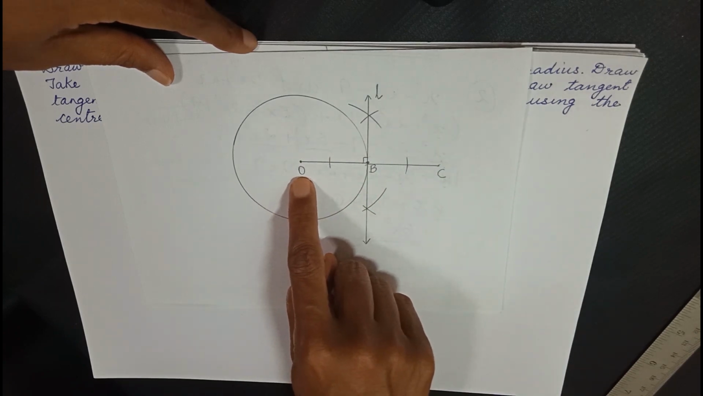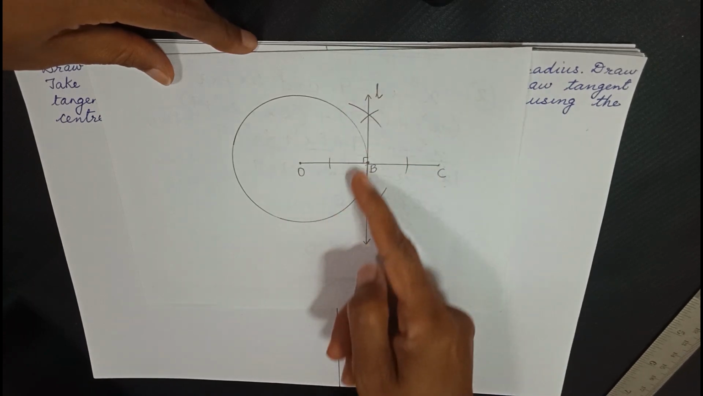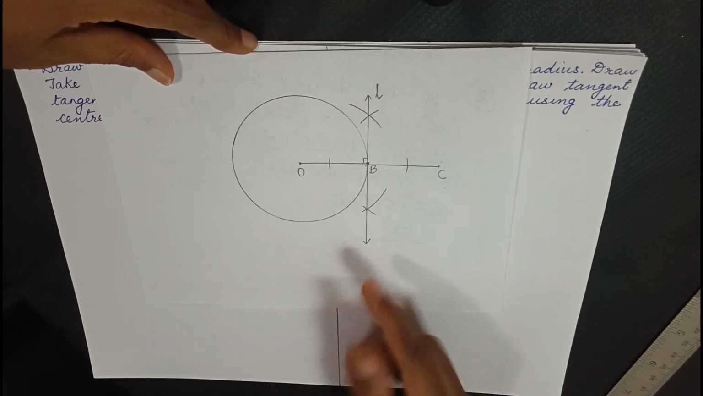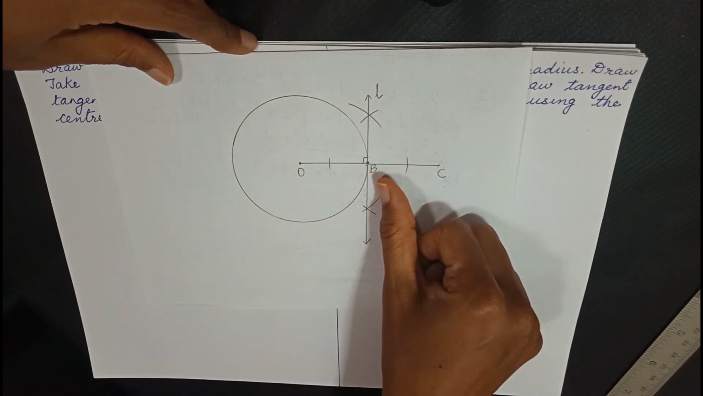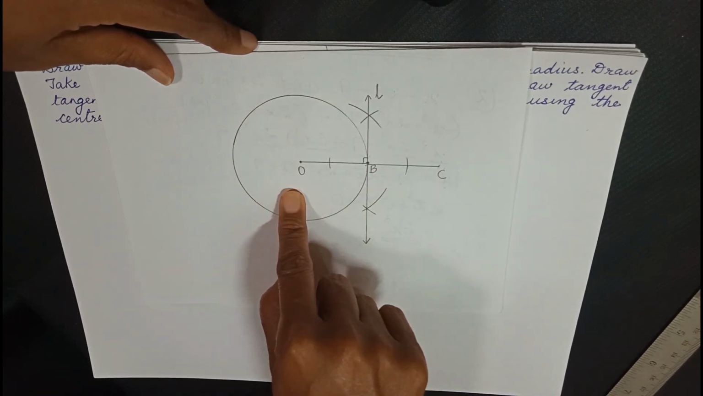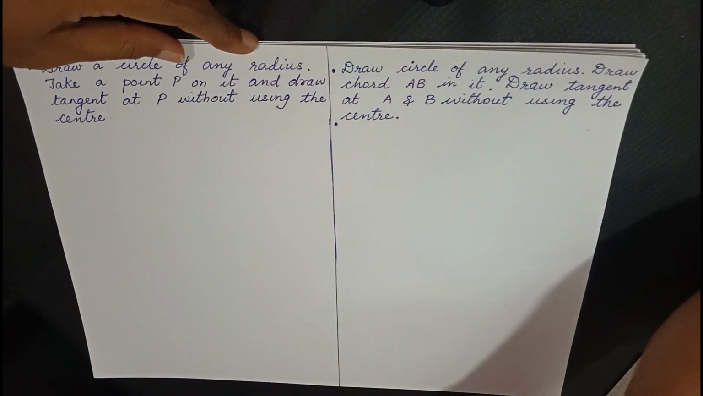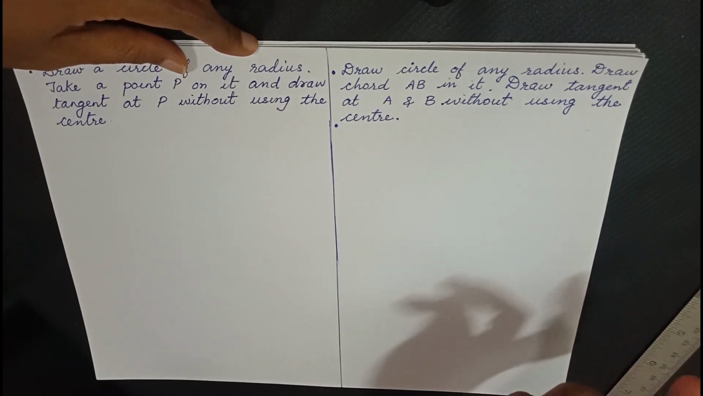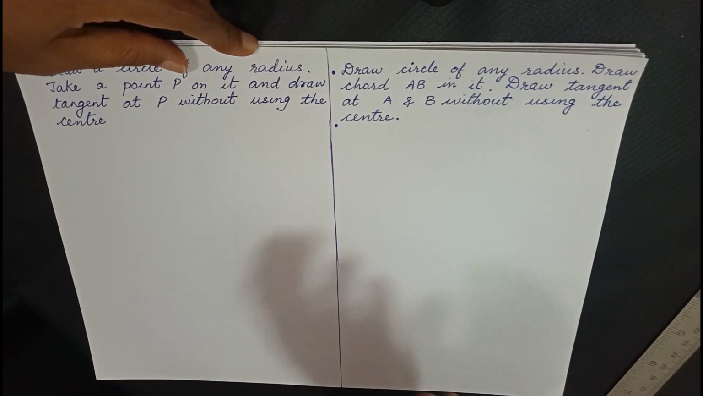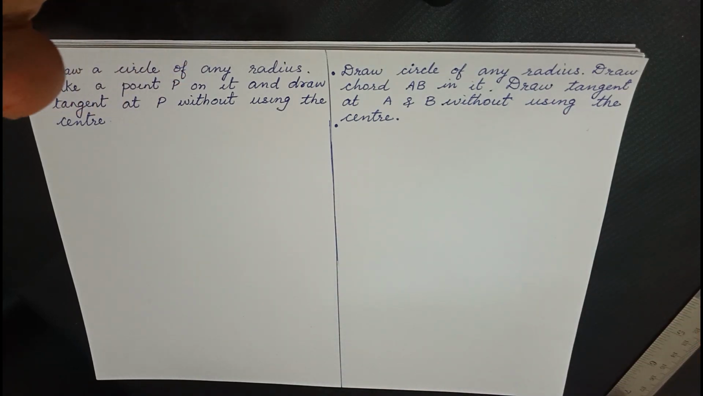What we had done was we connected that point to the center, extended it, and then drew a perpendicular at that point. This was method number 1 for drawing a tangent at a point on the circle by using the center. Today, we will do a second method, that is to draw a tangent to a circle at a point without using the center. That is, we will not be using the center.